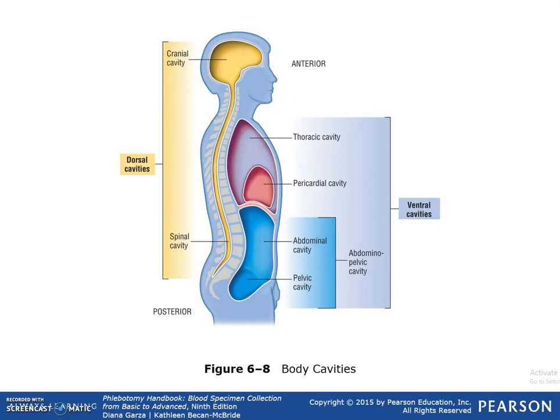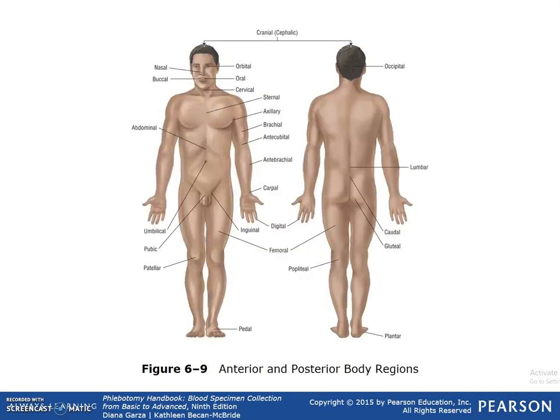Again, this is just review of the body cavities. The anterior and posterior body regions, I will have you review these on your own. We will be looking at the antecubital area of the patient's arm. We will also be looking at the back of the hand when we perform phlebotomy procedures.